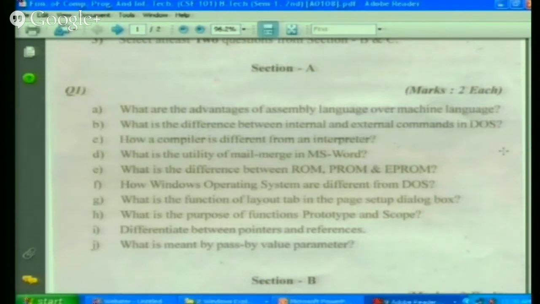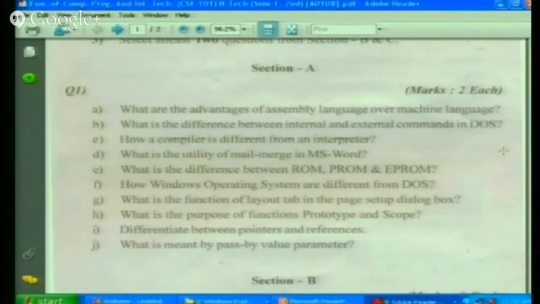See the next question, which is again wrong. What is the difference between internal and external commands in DOS? That means there is only one difference. If there is only one difference, I can make it more specific: write the difference between internal and external commands in DOS.